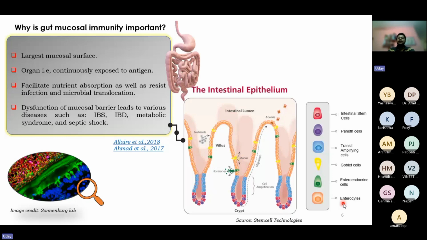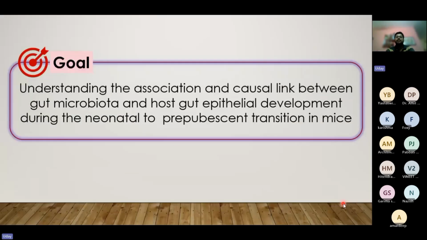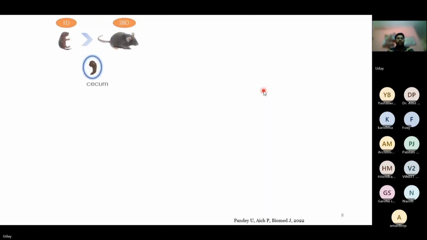barrier regulation and intestinal development. But how does the microbial profile actually change during this neonatal period? And due to this microbial profile changing, is there any role of this microbiota in intestinal epithelial development or not? That is not completely understood. So with this, the main goal of my project was understanding the association, and then is there any causal link between the gut microbiota and post-natal epithelial development during this neonatal to adult transition.